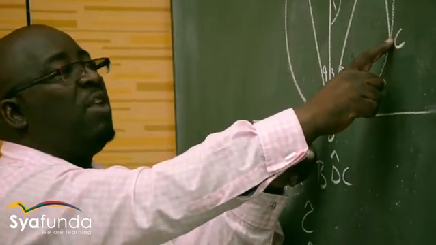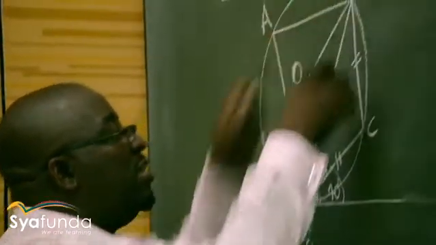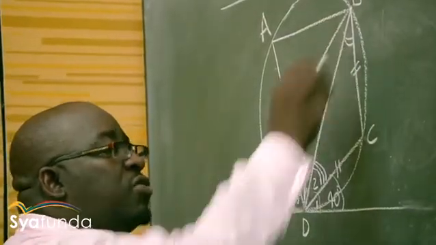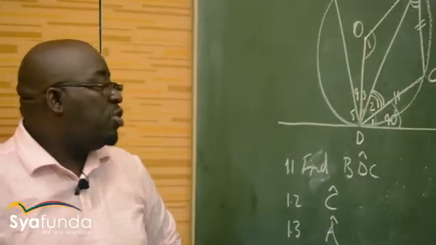Where is this DC taking me to? It takes me to angle B. So this angle here is also equal to 40 degrees. It is important that we note that.